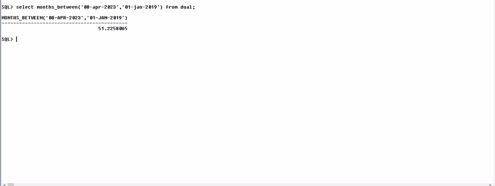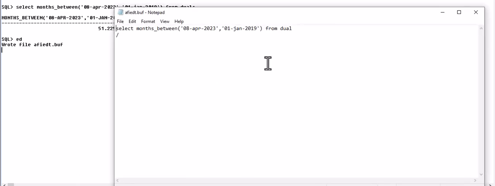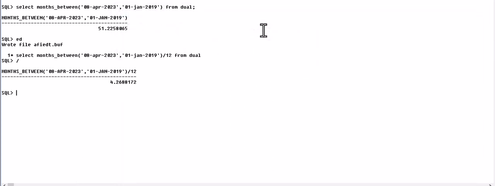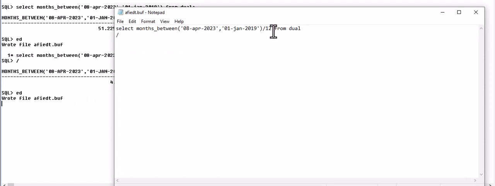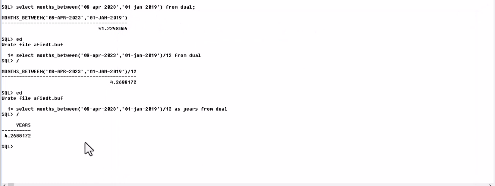These are the months. So now we convert these months into years. How can we do that? We can do it easily by dividing by 12. So it is 4.268 years. As a column alias we put years. So it is 4.268 years.